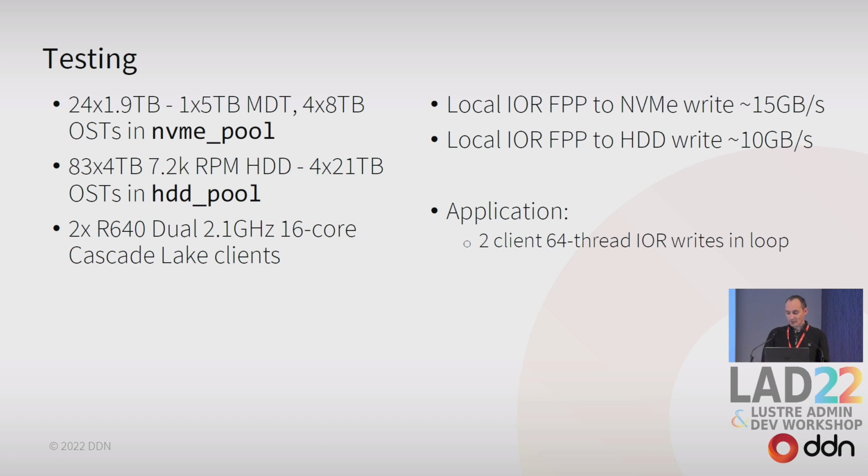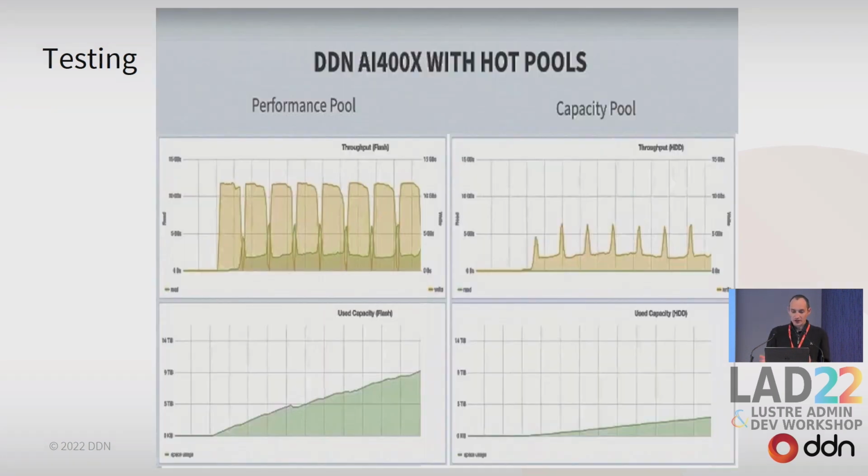And here's what happens on Lustre. On the left-hand side, you have what is called the performance pool. So this is the flash pool. And on the right-hand side, you have the capacity pool. So it's larger and it's made of disk pools, rotational pools. And you can see the write peaks in yellow that correspond to IOR running in a loop.